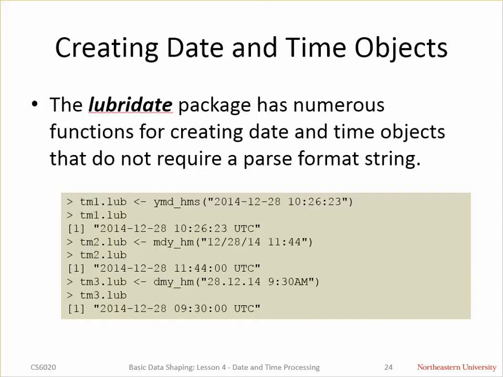Now let's go take a closer look at the lubridate package itself. The lubridate package has numerous functions for creating date and time objects that do not require a parse format string. So for example, you can say ymd_hms. The function ymd_hms takes the year, month, day, and then hours, minutes, seconds. Or you can say mdy_hm for month, day, year, followed by hours and minutes. Or dmy_hm, day, month, year, followed by hours and minutes.